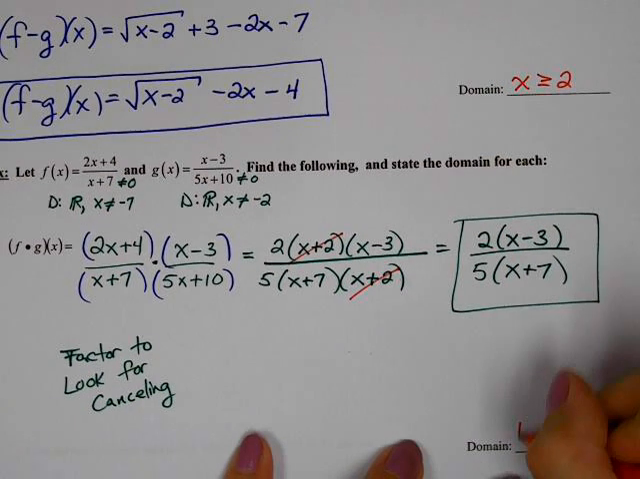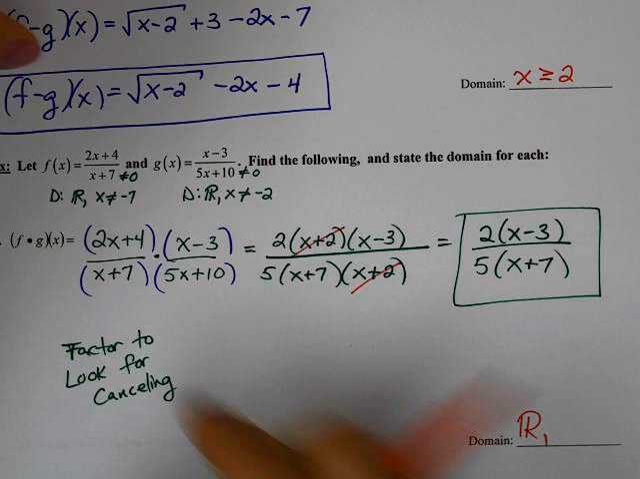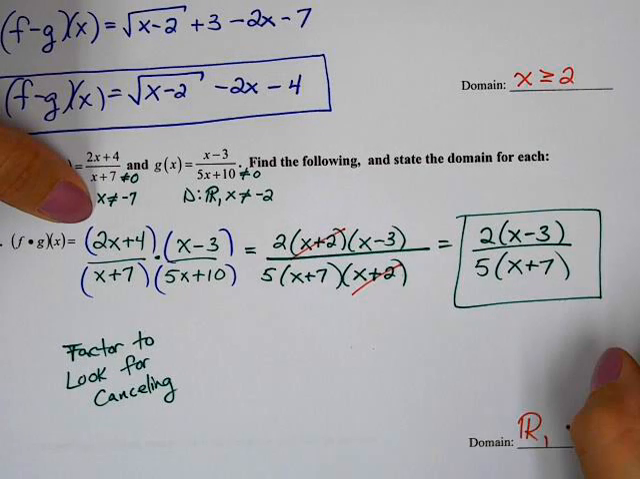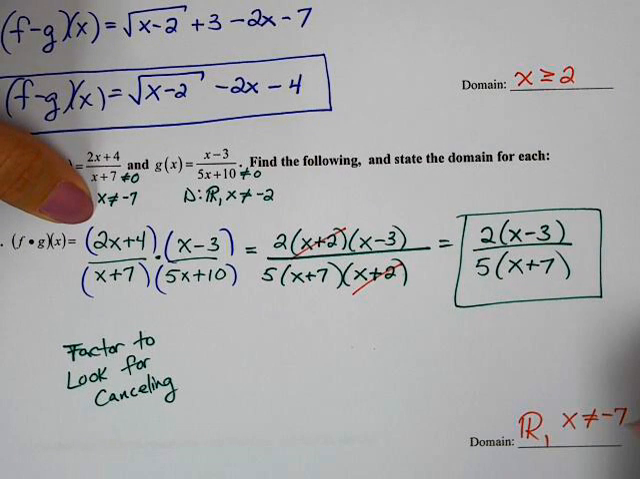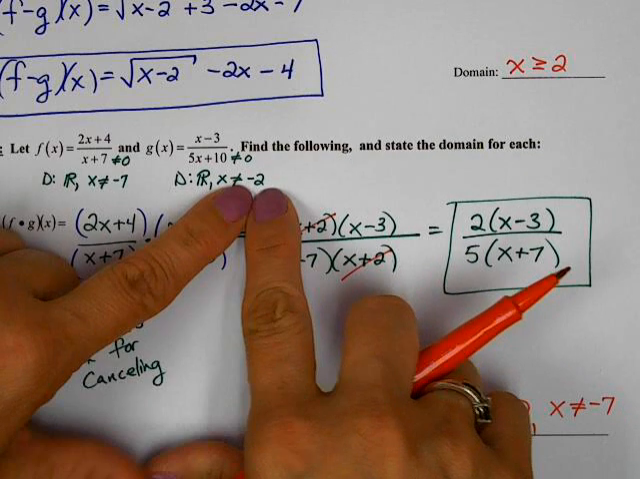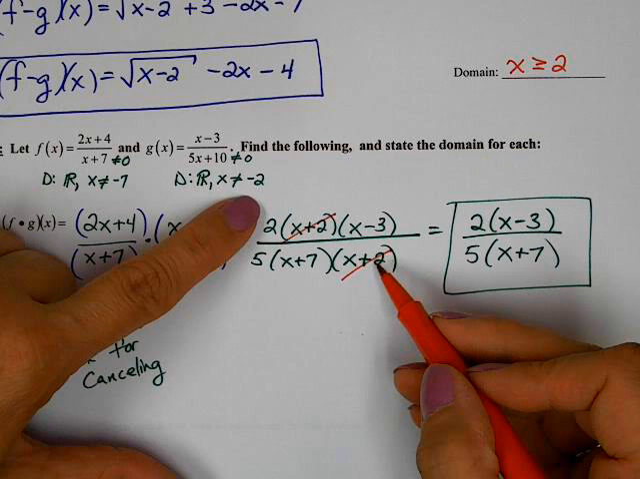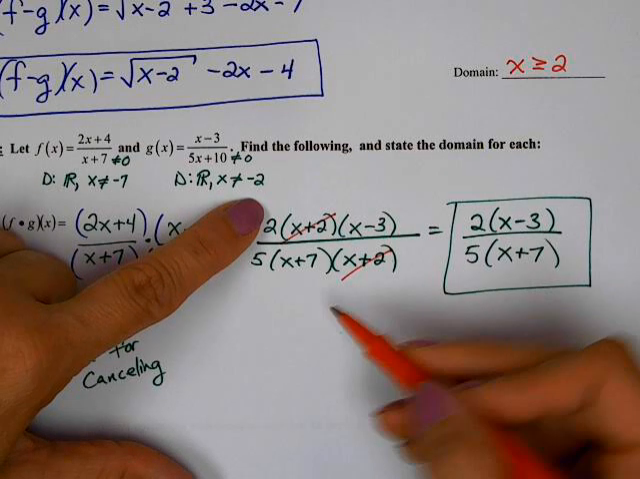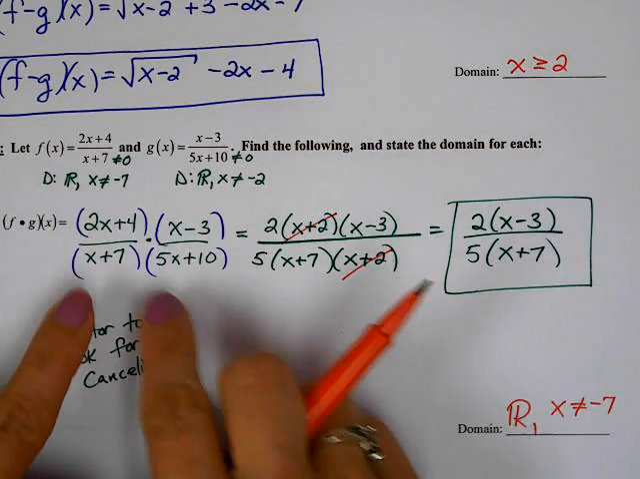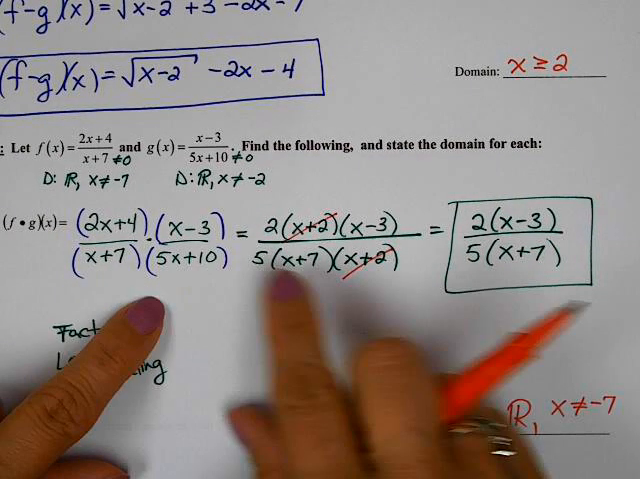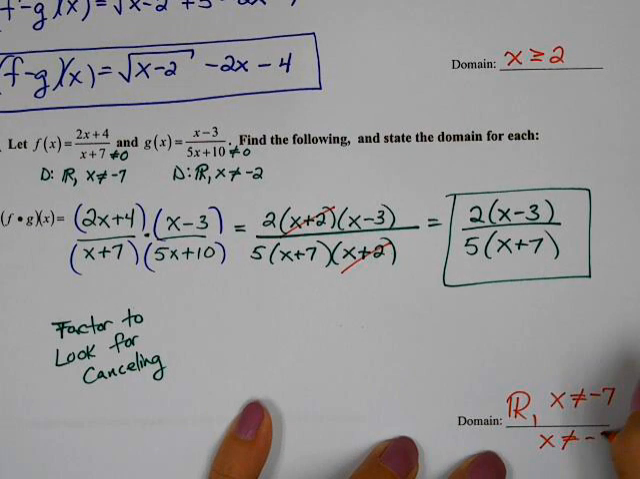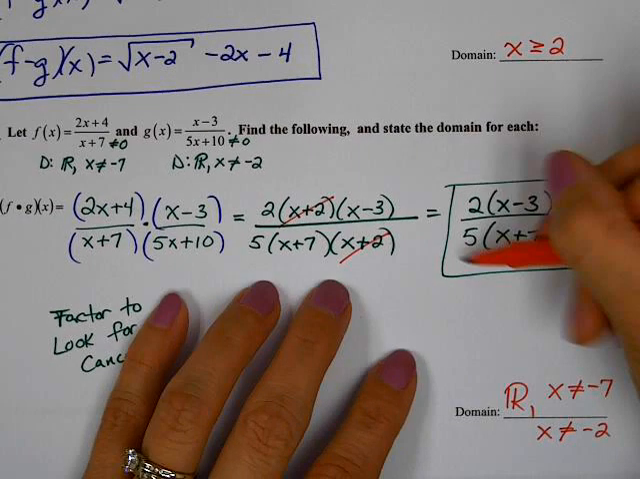Okay, it's all reals except, all right, f did not allow negative 7. Okay, so we still cannot use negative 7. Okay, g said do not use negative 2, but negative 2 got canceled out. Do you think it would be okay to start using it? No. Okay, if you weren't allowed to use it in the beginning, you're not allowed to use it ever. Okay, x cannot equal negative 2.